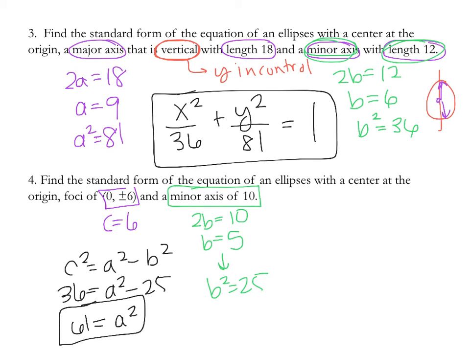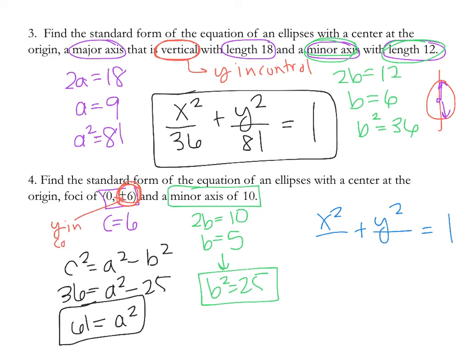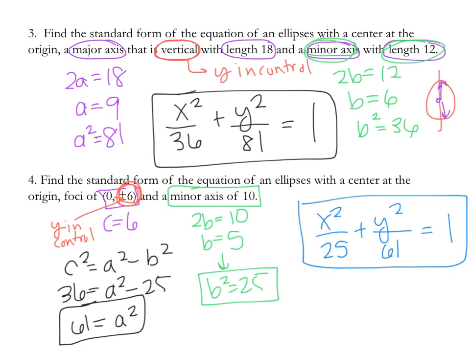b squared is equal to 25, and then I know the equation is going to be x squared over something plus y squared over something equals 1. But what is in control here? There's a subtle hint, but you had to pay attention to the fact that the foci are moving in the y direction. It'd be over 0 up 6, over 0 down 6. So that means y is in control. So that means that the y is going to get the bigger number. It's going to get 61. This is going to get 25. And that's going to be your answer.